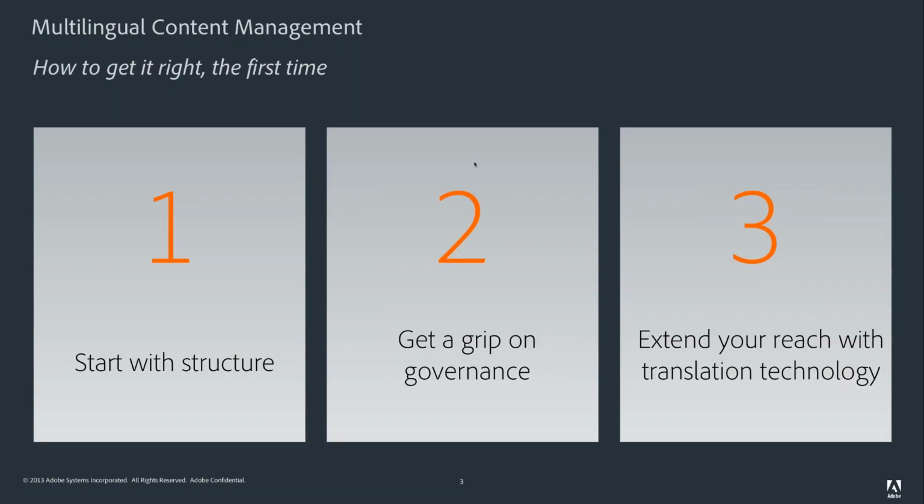And then third, again, as I mentioned, don't leave translation up to do it yourself out in the countries, in the regions at the end of the food chain, but work with a translation partner, translation technology vendor such as SmartLink in order to get your global content structure right.